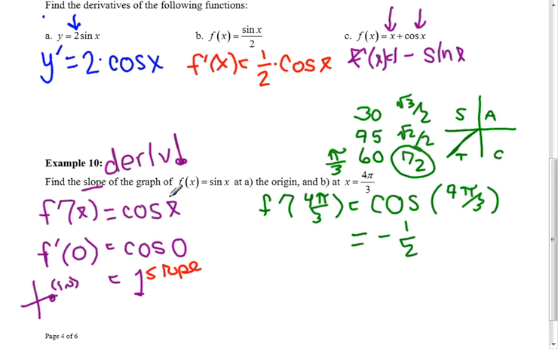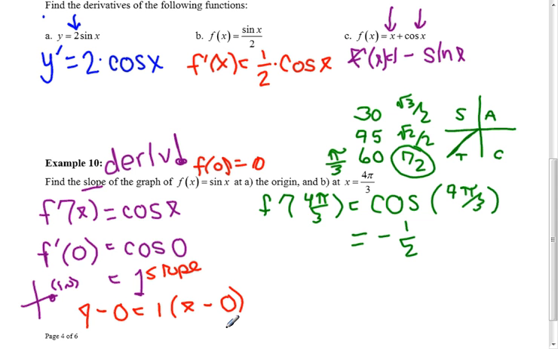So how do we find the point at the origin? Well, we plug it back into our original function. So f of 0, if we plug in, what's sine of 0? Okay, and sine of 0 is just 0. Use our point, (0, 0), and our slope, 1, and write an equation. y minus 0 equals our slope times x minus our x value, 0.